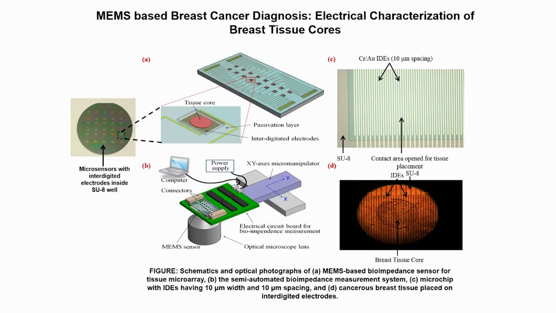So, what is this? If I draw a cross section of this, this is nothing but a silicon wafer, and on the silicon wafer, let us say you have a glass as a substrate, all right. This is silicon, this is glass.